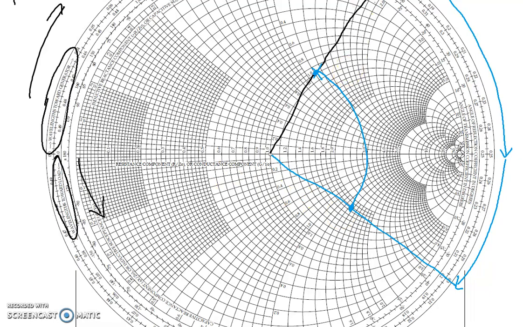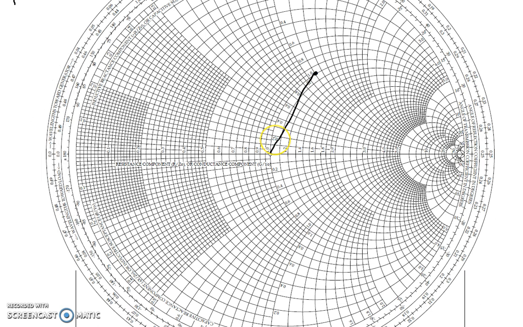And of course, you can also find the input impedance by finding the intersection of this point with these lines here and the circle, and then you will have found the input impedance at that point. Now notice that this chart here, let me just delete all this stuff.